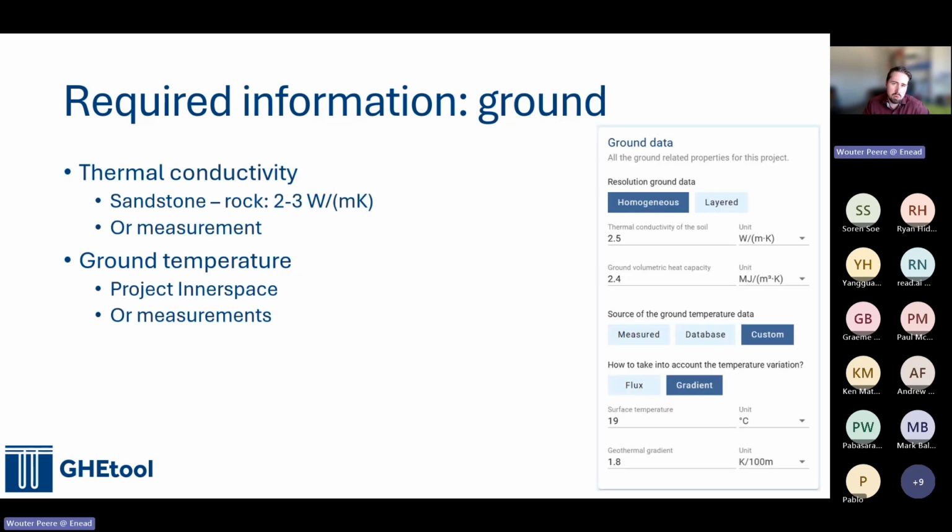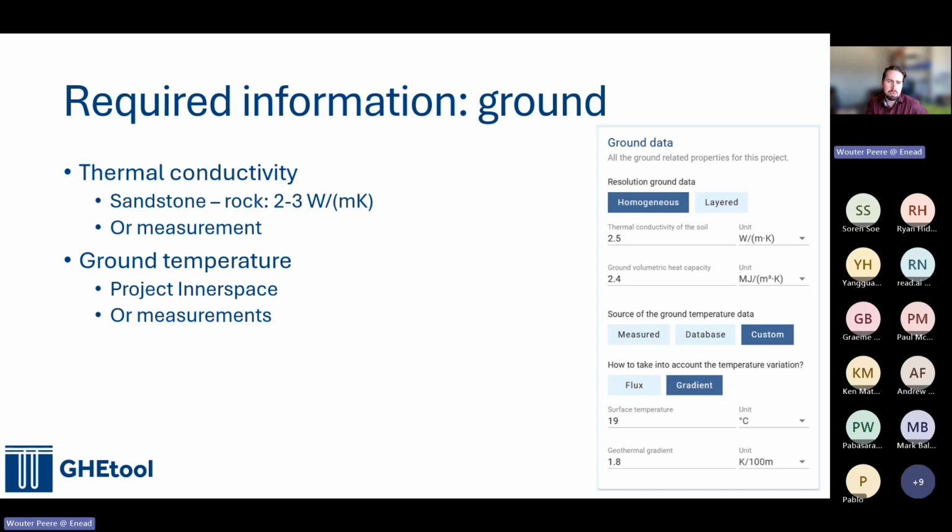Next, since we're working with a geothermal system, we need information for the ground. Now in Australia, it's typically sandstone and rock. So it's between 2 and 3 watts per meter Kelvin, which is really good conducting. So that's a good thing. You can also measure it in situ. And we need information for the ground temperature.